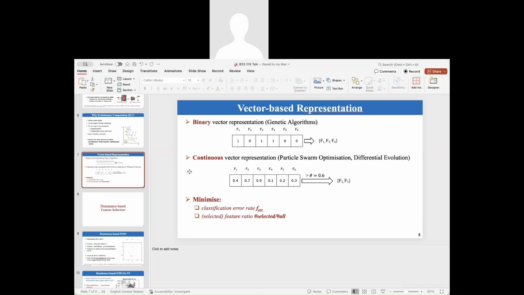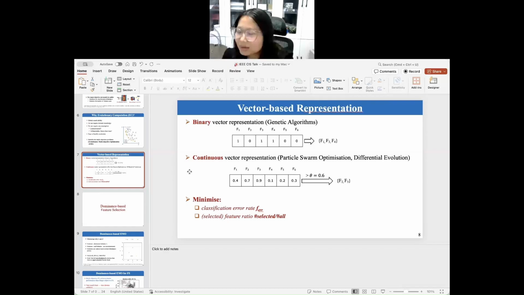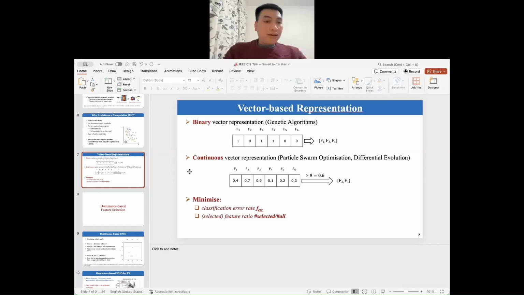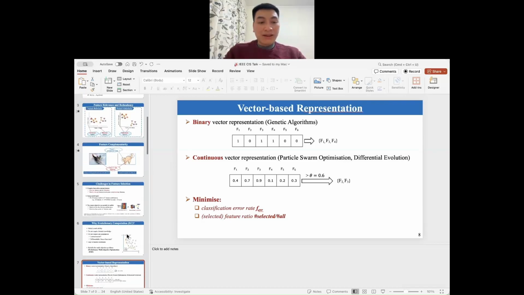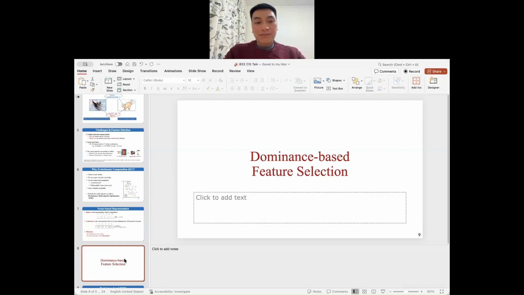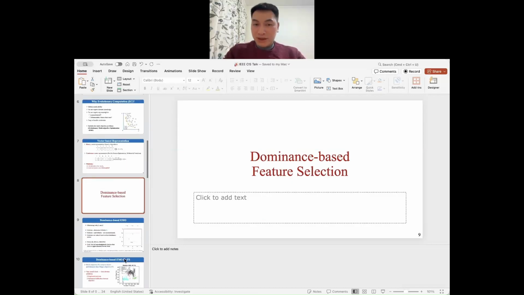The second question: are the two methods applicable to other problems such as regression or clustering? I think it's related to some of your slides. Two methods. You mean the domain-based and the decomposition-based method, I guess.